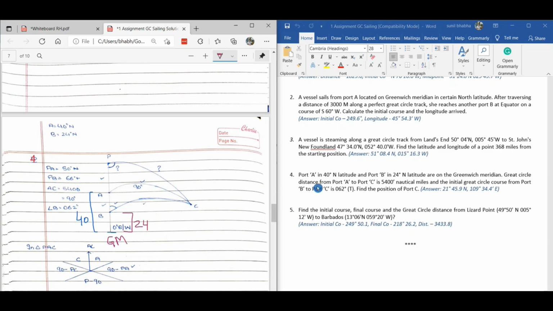The question says distance from port A to port C. There is another port, port C. Distance from A to C is 5400 miles. So A to C, this is 5400 miles. Now this 5400 miles, if you convert it into degrees, divide it by 60, since 1 nautical mile is 1 minute of the arc, it gets converted to 90 degrees. So this side becomes 90 degrees. So let me show it with a rectangle.